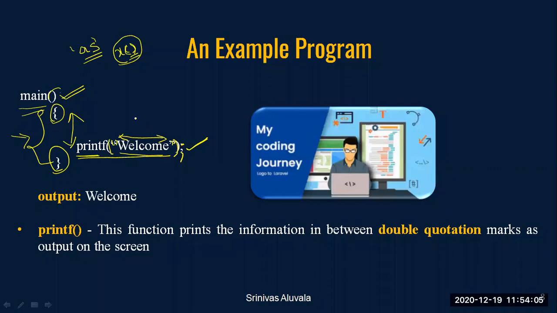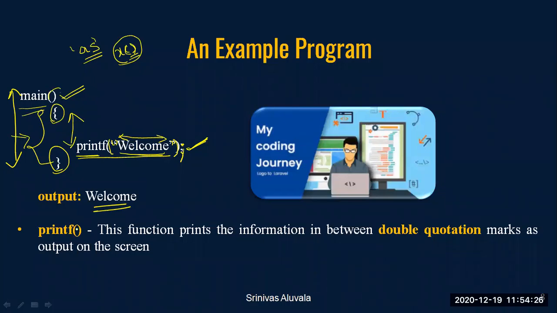So for this example program, main, I have the body of the main function, and I have a printf, where in printf I have written "welcome" within the inverted commas. I have a semicolon at the end of the statement, and when I execute this program, my first program, I get an output: welcome.